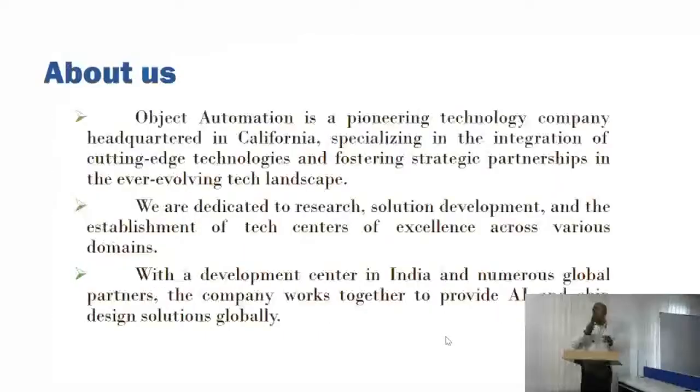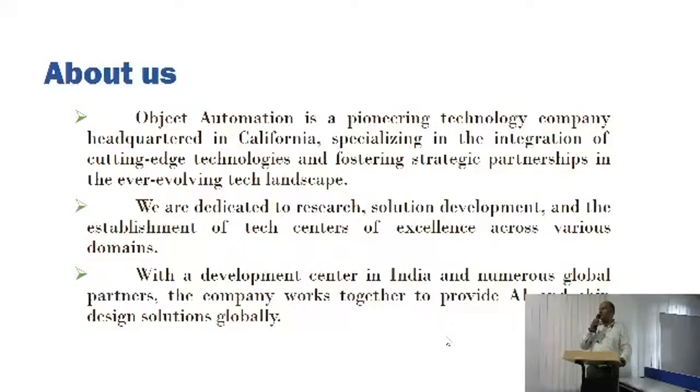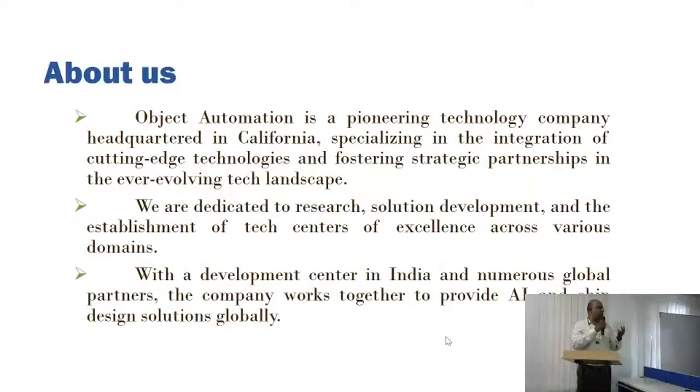So Object Automation is a company. As I said, our headquarters is in California. This is our development center in Chennai. Mainly, we do three important things. One is solution development. The other is the establishment of tech centers of excellence, which we do with various universities and colleges. We are also partnered with various global partners, and for that we are working with various companies to provide AI chip design solutions globally.